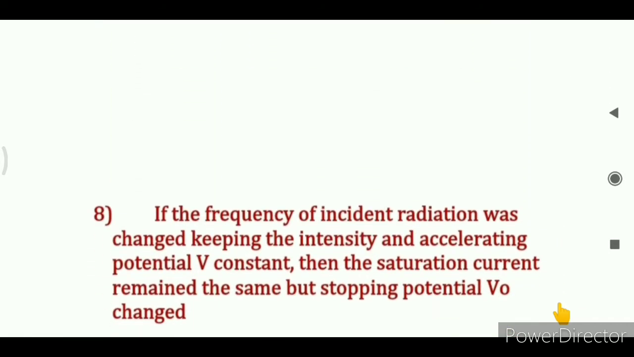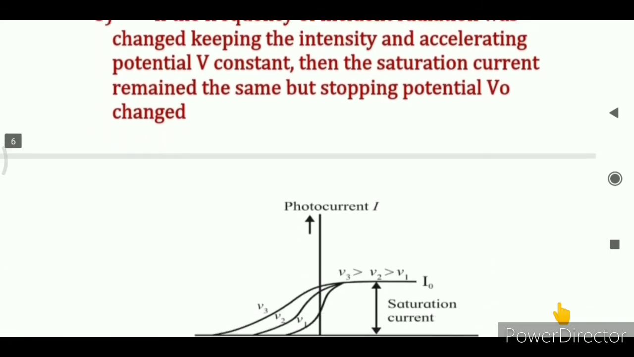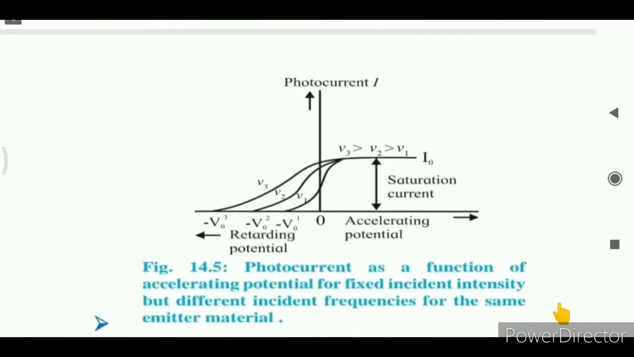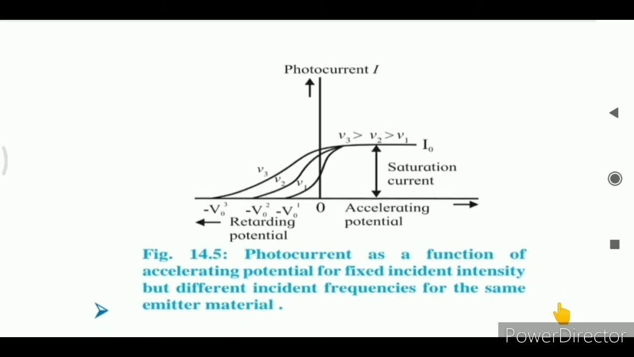If the frequency of the incident radiation was changed by keeping the intensity and accelerating potential V constant, then the saturation current remained the same, but the stopping potential V0 will be changed. This can be clearly understood by this graph, which is to be given based on the observation. Over here, the negative potential is to be given to the plate C.